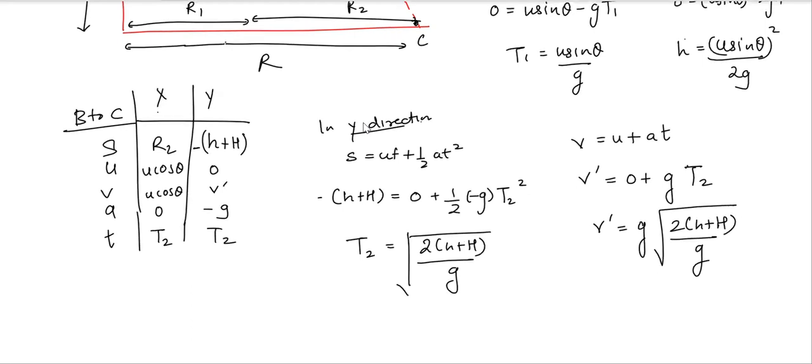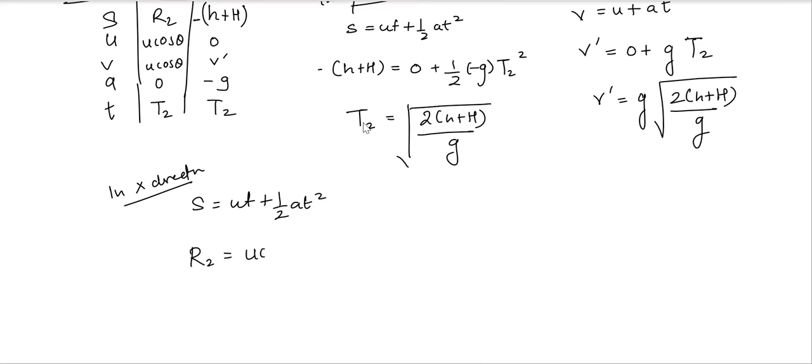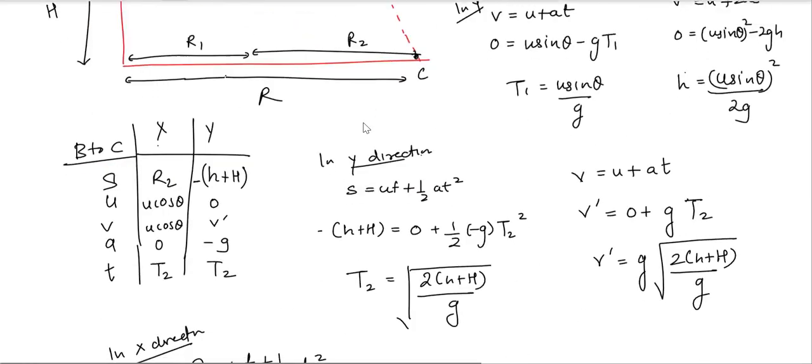Okay, now if I want to find r2, I just need to use another equation in the x direction. So that is s is equal to ut, everything in the x direction. The acceleration is 0, so this will be r2. U is u cos theta, and the time is t2 here. So I can substitute t2 as the square root of 2 into h plus h upon g. So you can see that we have got all the important variables.